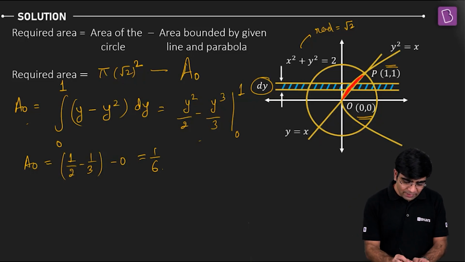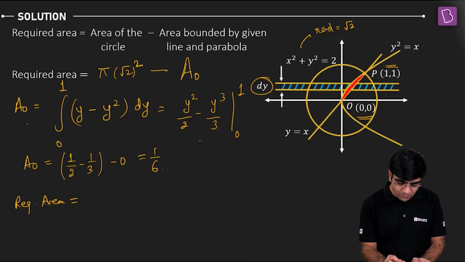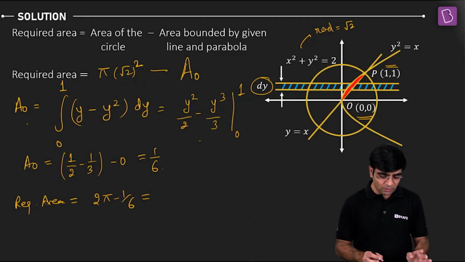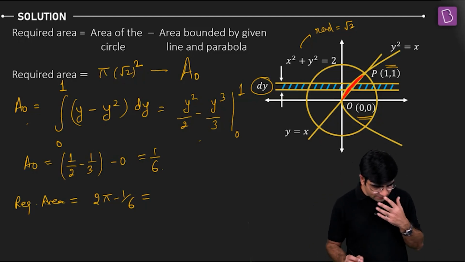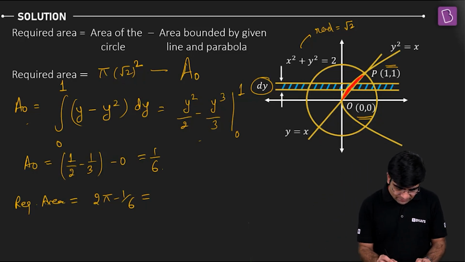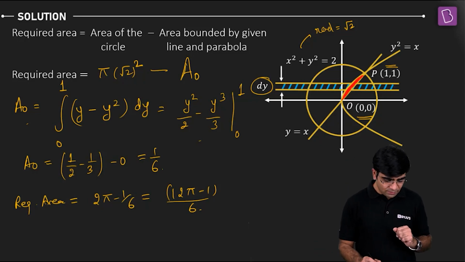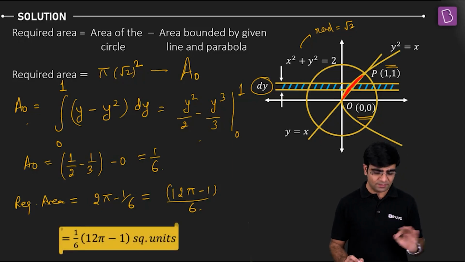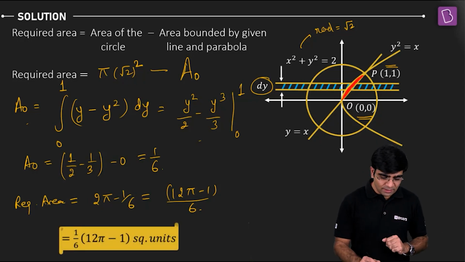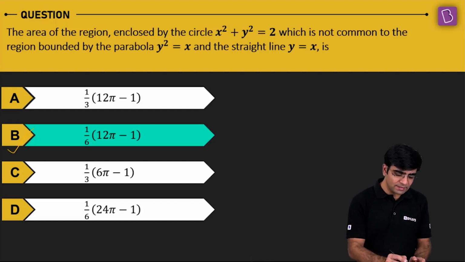So what is my required area? My required area will become equal to 2 pi minus 1 by 6. If you take the LCM, what do I get here? After taking the LCM, I will be getting this as simply 12 pi minus 1 by 6. So the desired area will become 12 pi minus 1 by 6. This is my final answer, and hence I'll be taking option B as the correct answer.